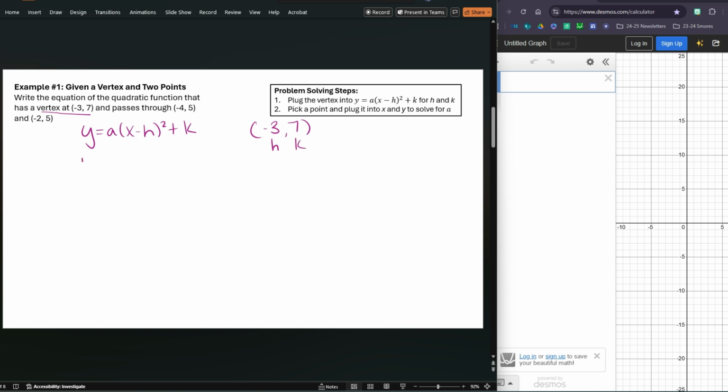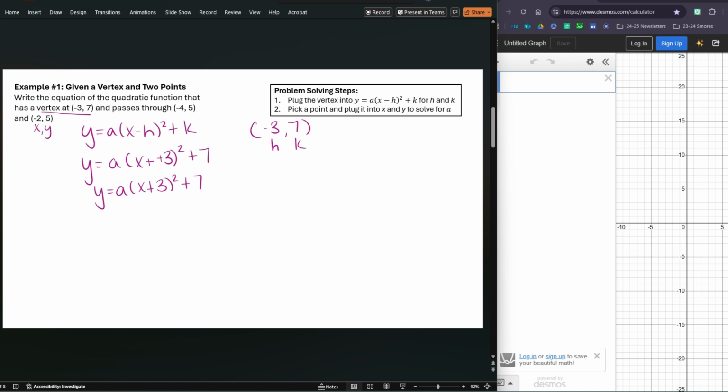So we can go ahead and plug that in. So we have y equals a times (x minus -3) squared plus k, which is 7. Well, that minus negative, I'm going to go ahead and turn that into a plus. So I have y equals a times (x plus 3) squared plus 7. Well, now what you can do is just pick one of these other points. It honestly doesn't matter which one you pick. So, for example, I'm going to pick (-2, 5), and that's going to tell me my x and y values.